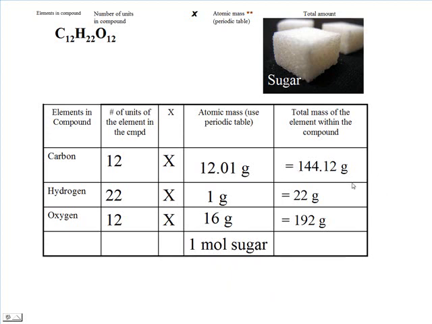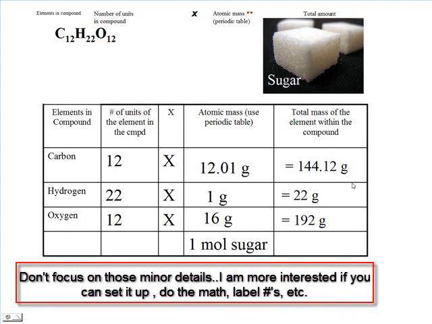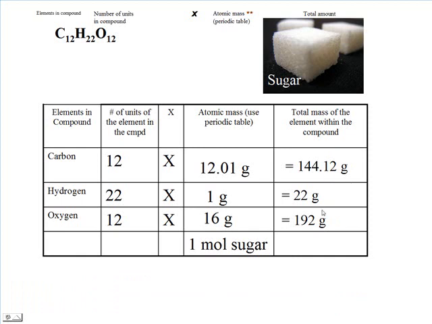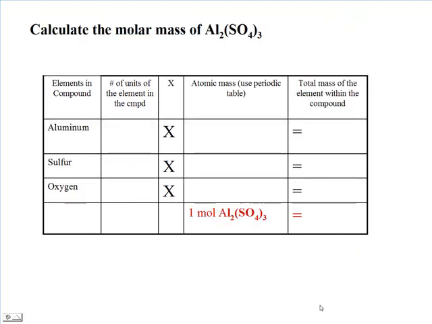So 144 grams comes directly from having carbon within this compound, while 192 grams comes from oxygen. Once you add up each of the elements' totals contributing to this compound, you'll find that the molar mass of sugar is 358.12 grams.